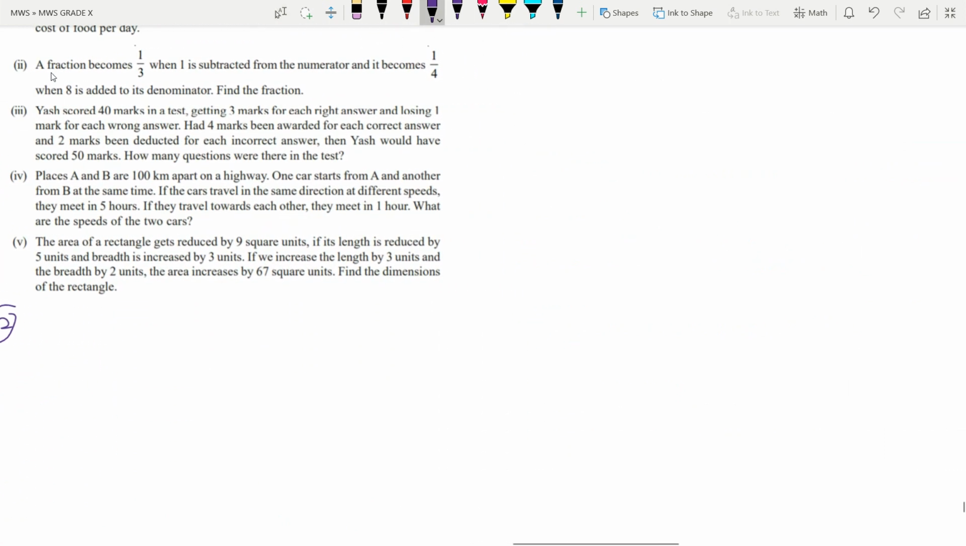Question number 2. A fraction becomes, we have done a question like this earlier. A fraction becomes 1 by 3 if 1 is subtracted from the numerator, and it becomes 1 by 4 if 8 is added to the denominator. Whenever they are talking about a fraction, then fraction includes numerator and denominator both. This is a fraction, numerator upon denominator.